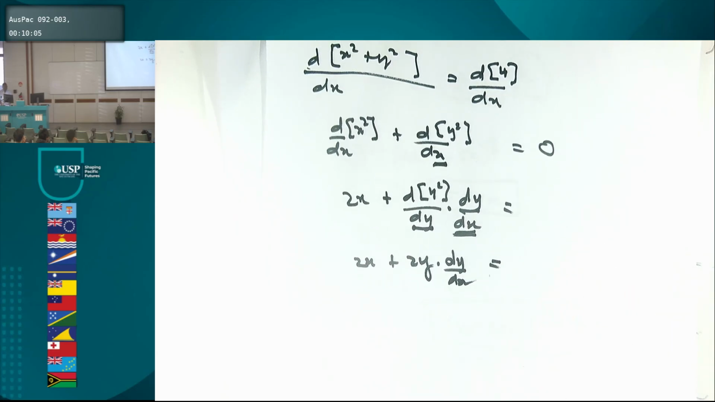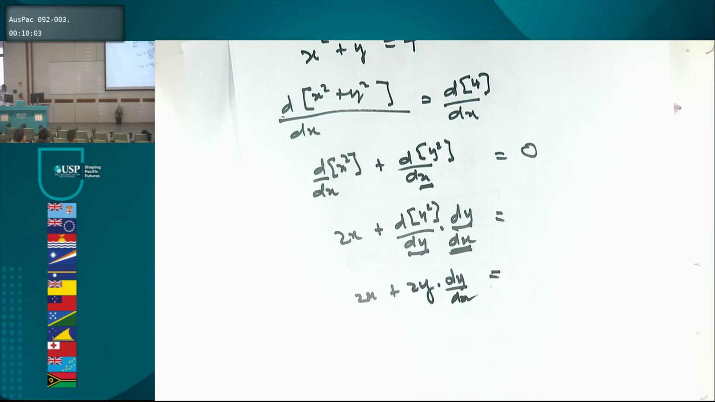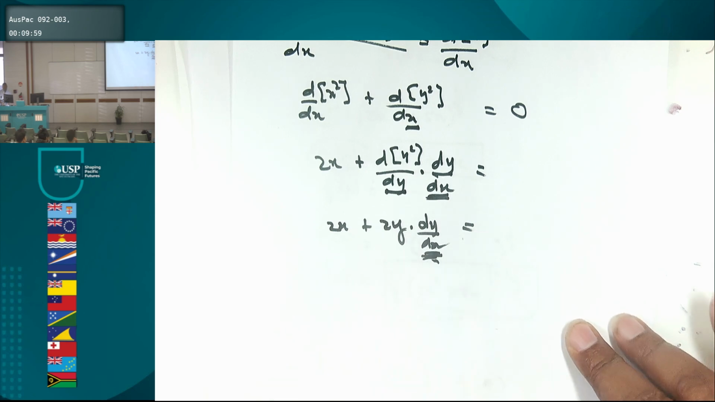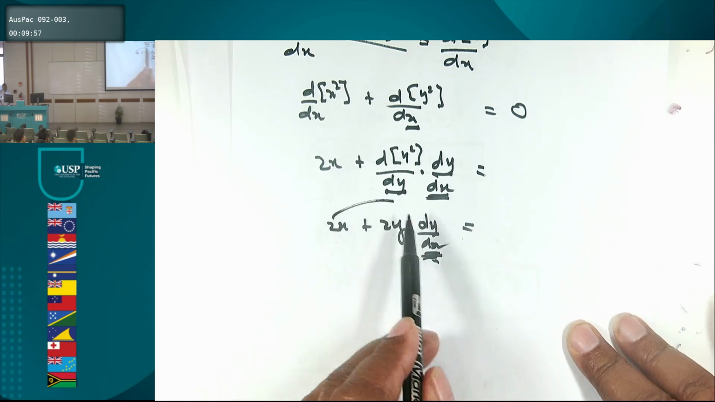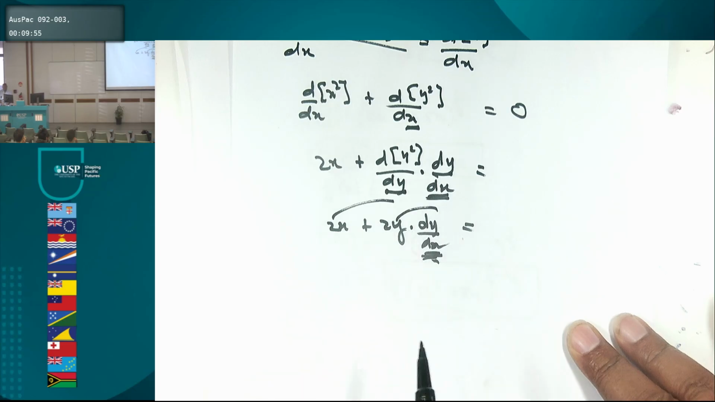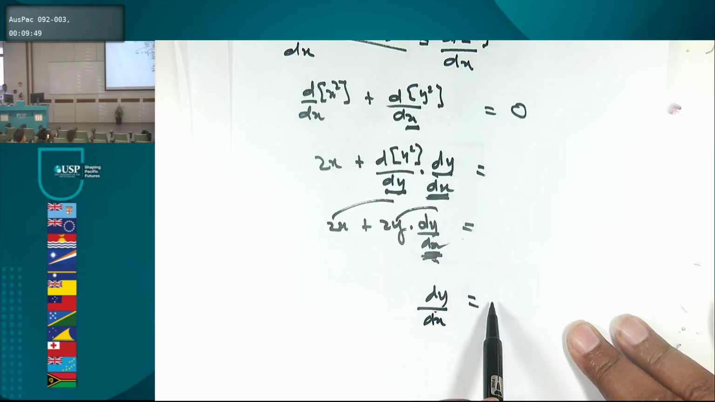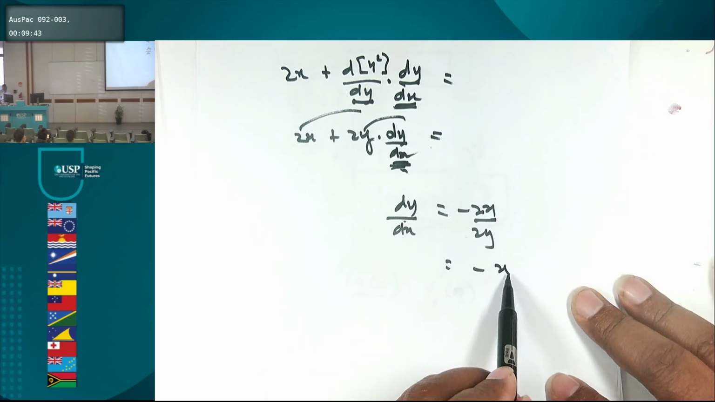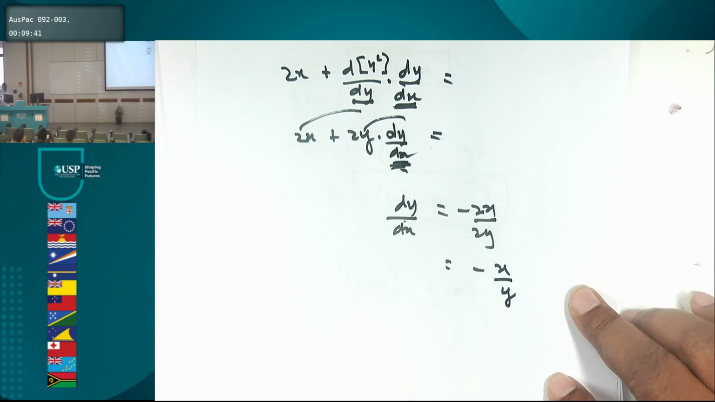How much time do we have? Finished? Okay. And then from here onwards, I'll make dy over dx the subject. Take this to the right, take this to the right. Tell me, what do I have? Negative 2x over 2y, which is negative x over y.